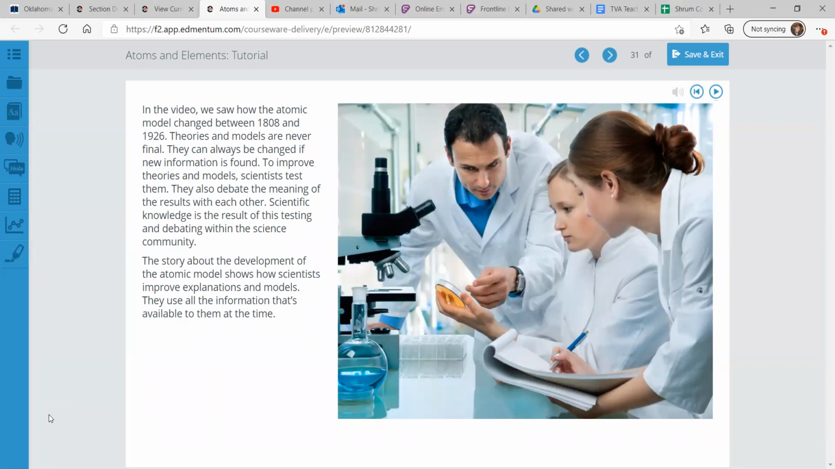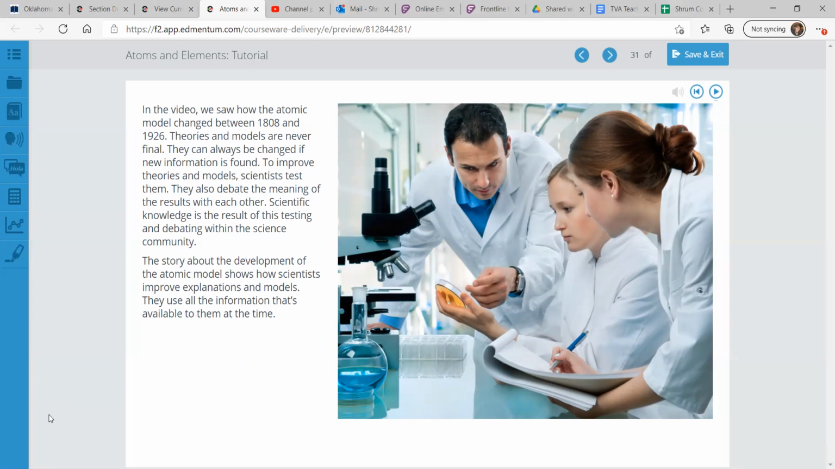So we saw how the atomic model changed between 1808 and 1926. Theories and models are never final. That's the thing about science, it's a continuing process and search for the, if not truth, the truest way to describe our reality. It can always be changed if new information is found.